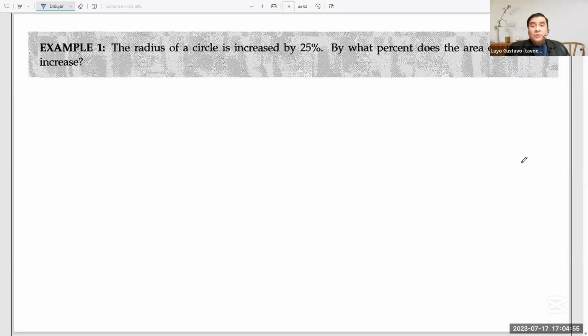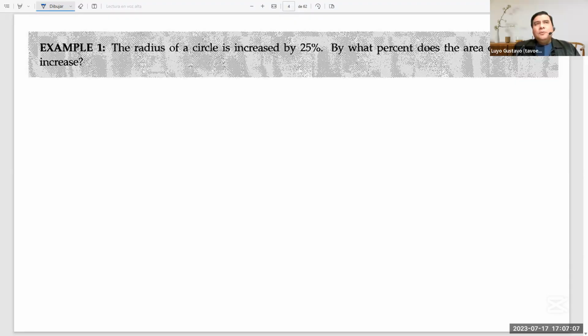Can you try to solve this one? How would you do it? Let's pause for a moment so that you can try. So here we are asked for the percent that the area of the circle would increase. Similar to what we said, the area of the triangle would be tripled. If the height is tripled, that would mean an increase of 200%.